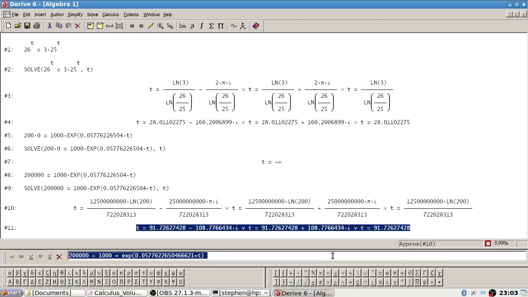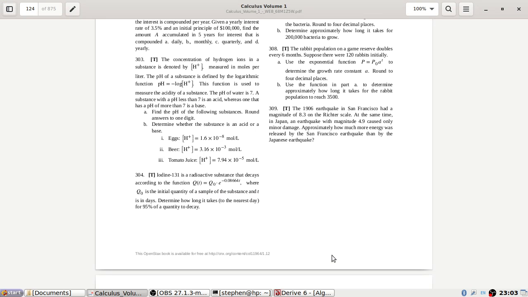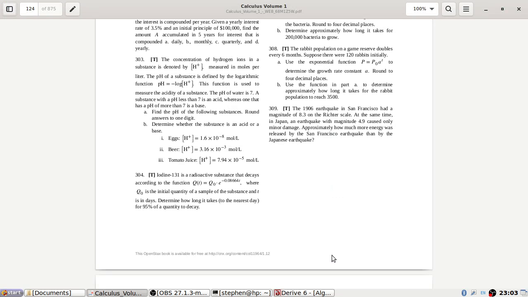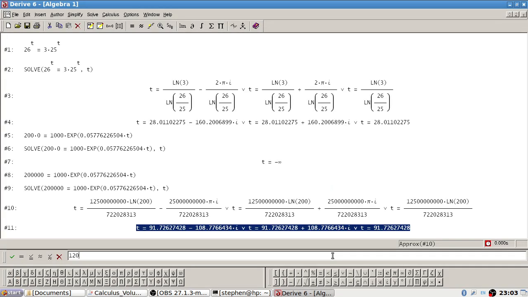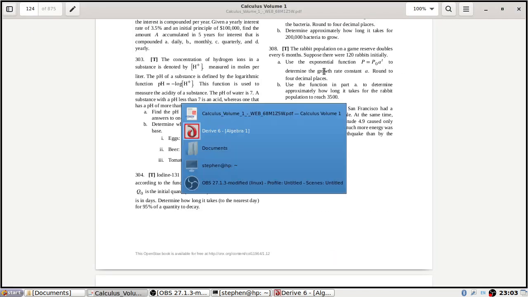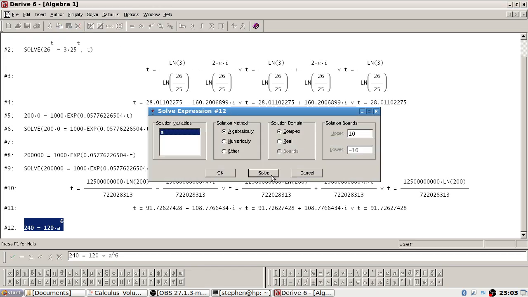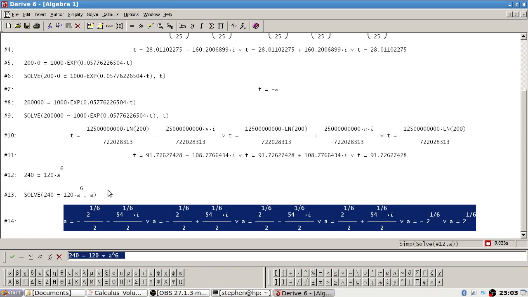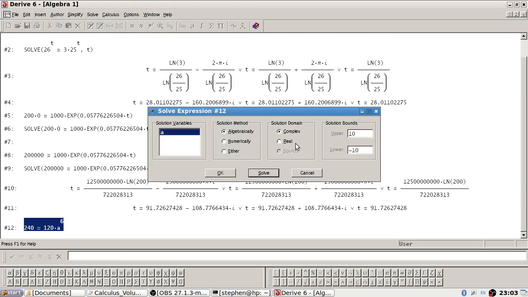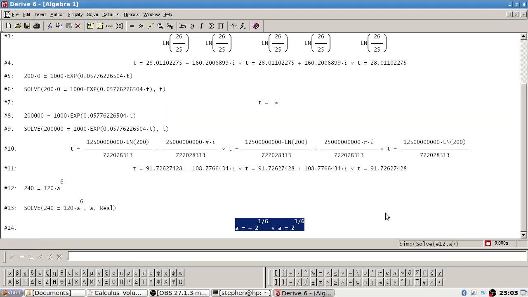Okay, so you've got, I'm going to use t as months. So you've got 120. It doubles every 6 months. So 240 equals 120 times a to the power 6. Solve expression for a. I don't need the complex answers. Solve expression reals. Okay, and we'll take the positive one.